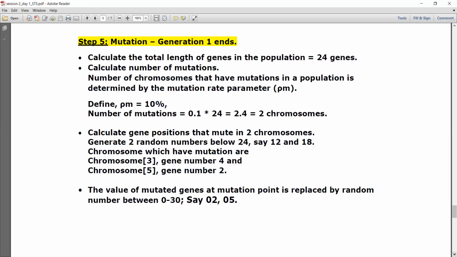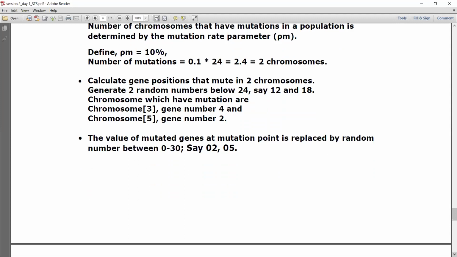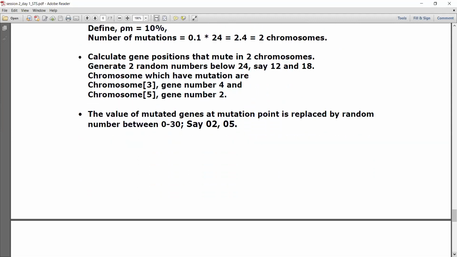I have totally 24 genes. Out of 24 genes, only 10% are going to be selected for undergoing mutation. 10% is 10 by 100, 0.1, and 0.1 multiplied by 24 becomes 2.4. So it is only 2 genes, meaning only 2 chromosomes indirectly. So what are those two genes going to take part in mutation? Again, how are you going to decide? See, the GA process is completely probabilistic, completely stochastic. We really play only with random numbers.